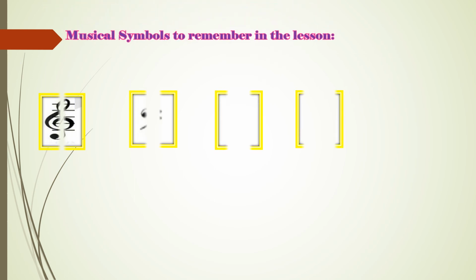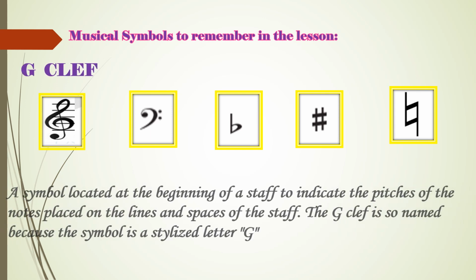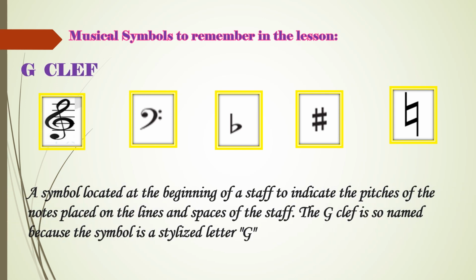Let us review the musical symbols to remember in the lesson. What do you think is the first musical symbol? Very good. It's G-clef. A G-clef is a symbol located at the beginning of a staff to indicate the pitches of the notes placed on the lines and spaces of the staff. The G-clef is so named because the symbol is a stylized letter G.